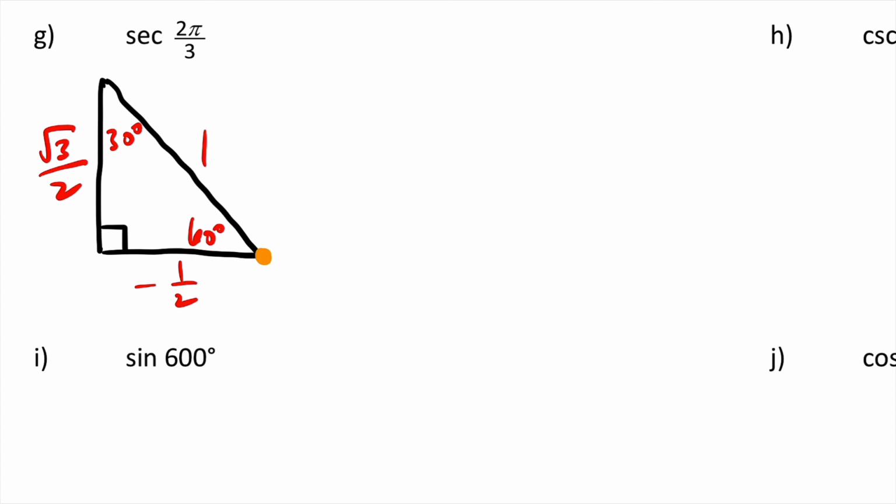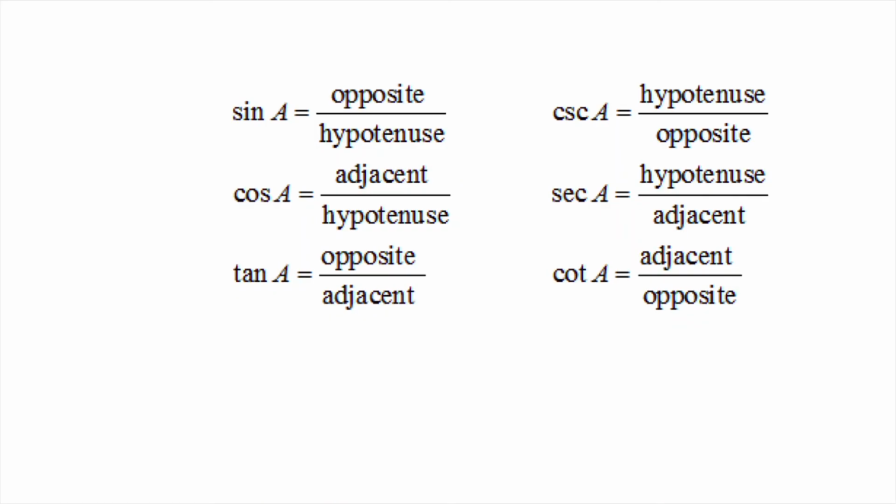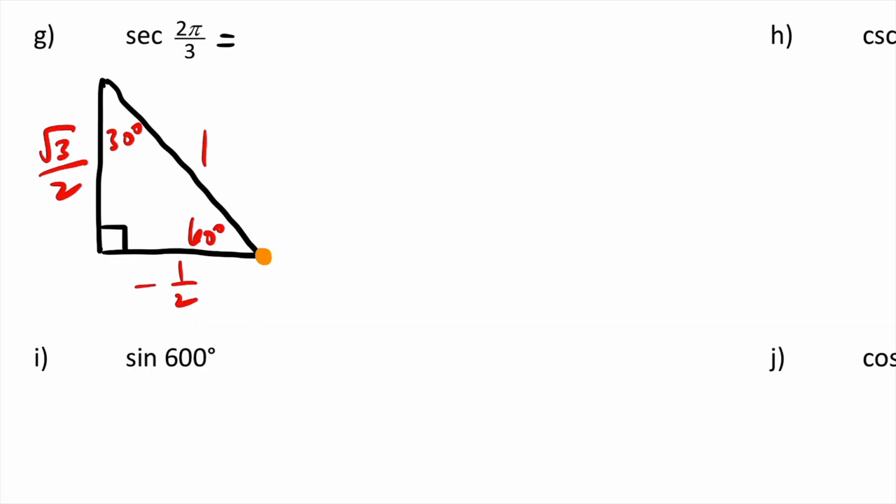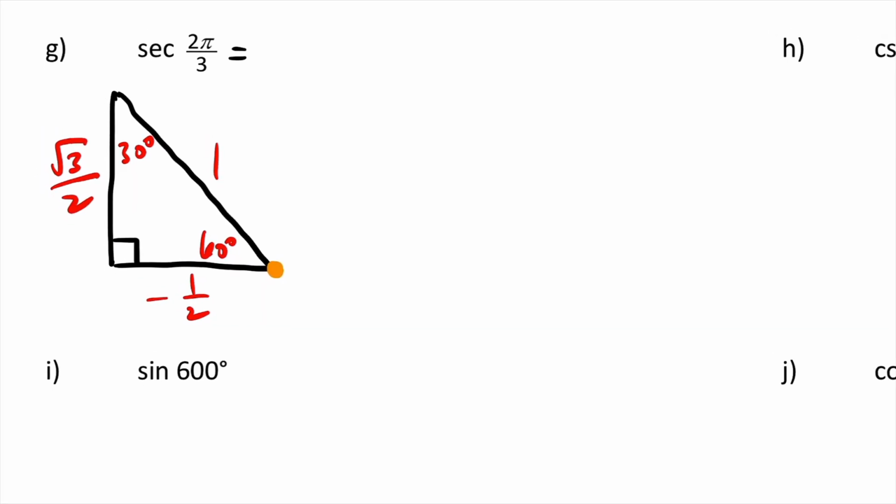Okay. Secant is hypotenuse divided by adjacent. Hypotenuse divided by adjacent. So from the orange dot, the hypotenuse is 1. Hypotenuse goes on top this time. Adjacent is negative 1/2.